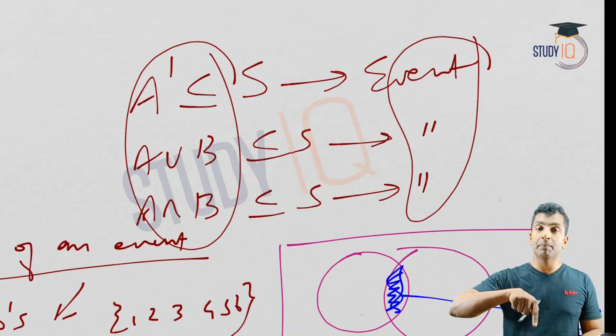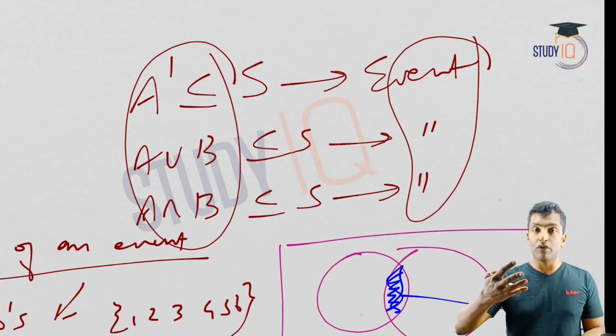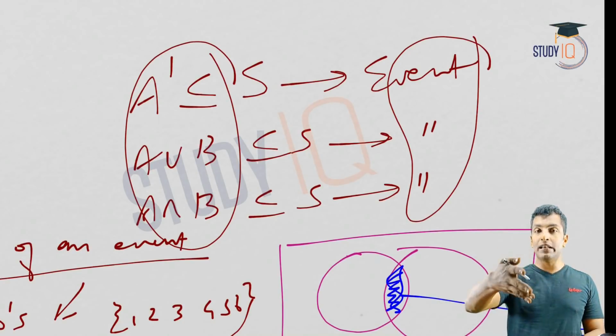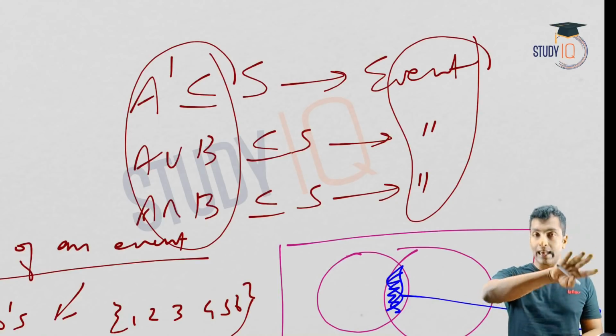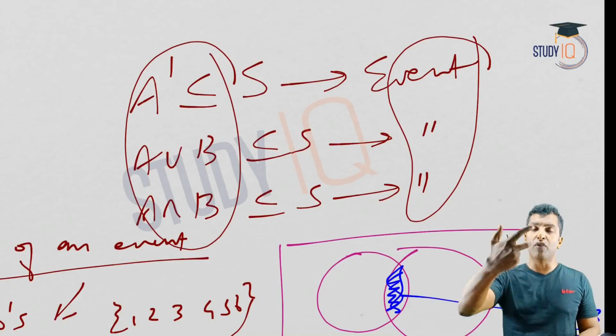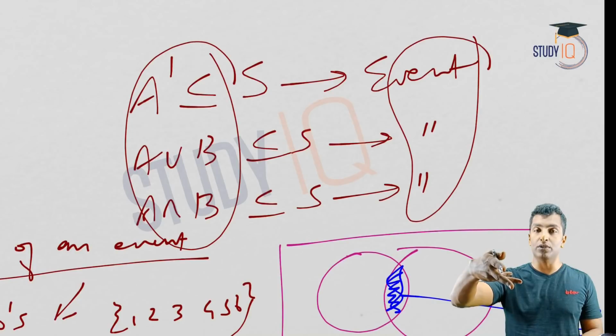So what we have done here is created new events with the available events. If A and B are given, you can create new events like A intersection B and A union B. If one event A is given, you can create A complement also.